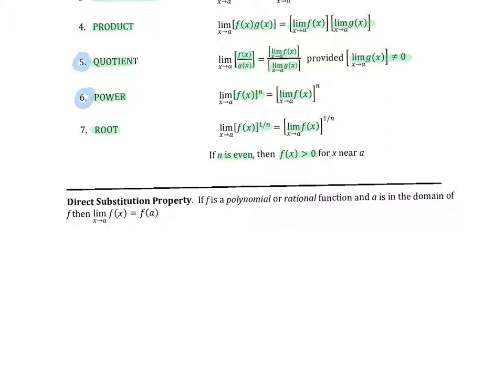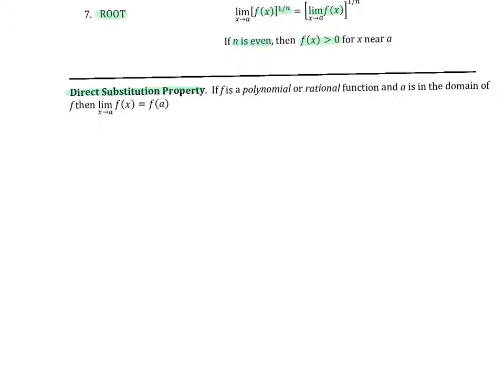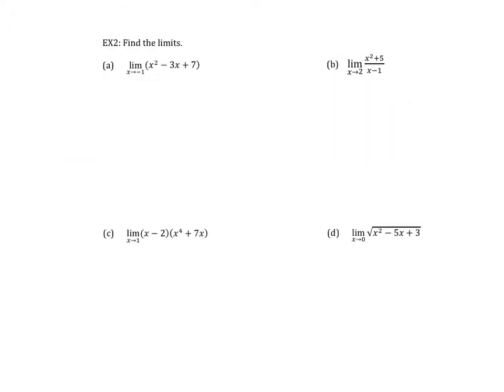Which brings us to this direct substitution property. That's what your textbook will call it. Remember, I just call that plug and chug. Same thing. So the direct substitution property says that if you have a polynomial or a rational function, you can also do plug and chug, which means just take the a value and plug it in for the x value in your function. So let's look at the next slide.